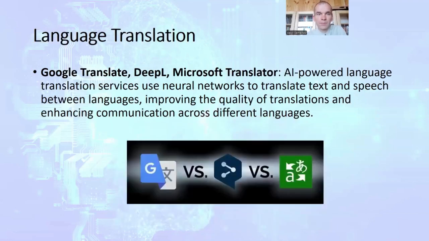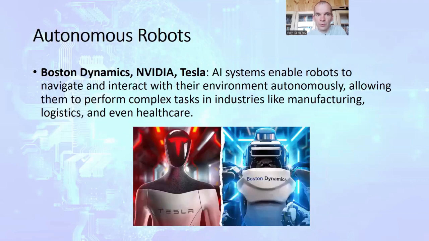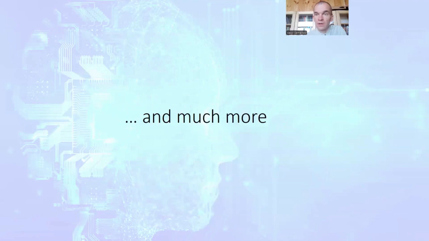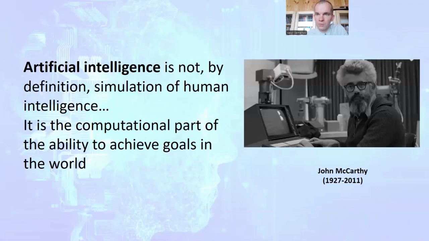Language translation, especially now with the growth of natural language processing, NLP. We, of course, know Google Translate, DeepL, Microsoft Translator. Autonomous robots, such as Boston Dynamics, NVIDIA, and Tesla. These are just a few examples. We didn't mention, for example, speech recognition and other AI technologies.